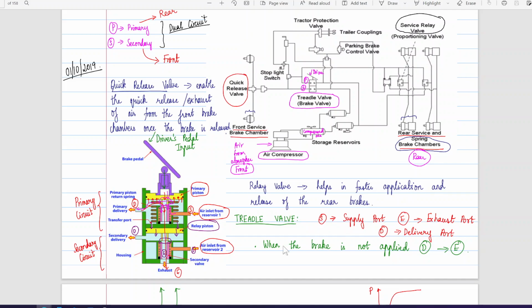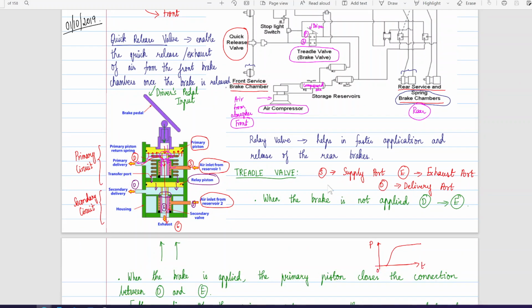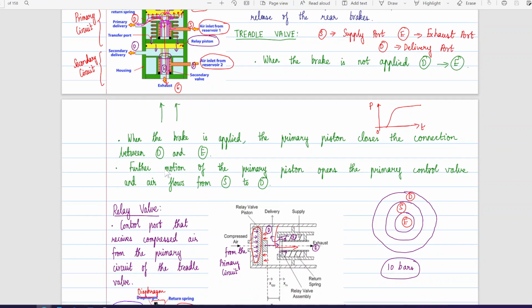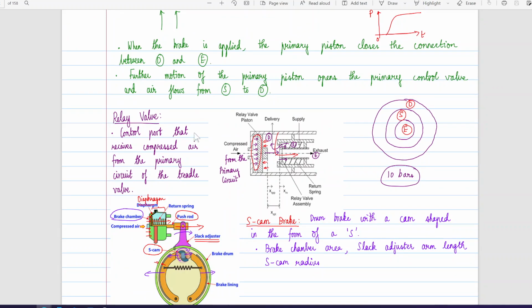In the treadle valve, let us denote the supply ports as S, the exhaust port as E, and the delivery port as D. When the brake is not applied, the delivery port is connected to the exhaust port, automatically resulting in release of the air from the circuit. When the brakes are applied, we are closing the exhaust port and connecting the supply port to the delivery port. Further motion of the primary piston opens the primary control valve and the air flows from the supply to the delivery port. Now let's take a look at the relay valve.